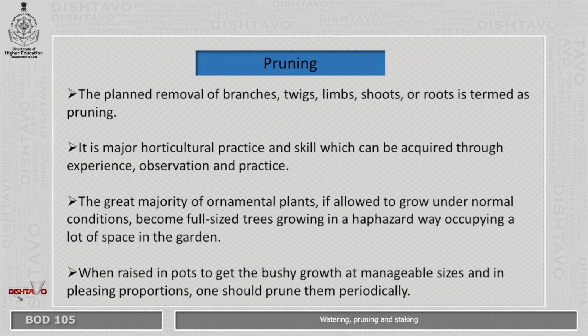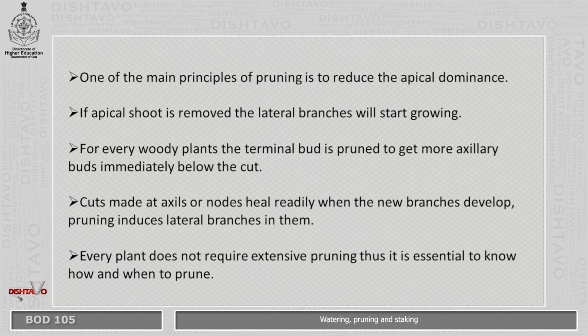When raised in pots to get bushy growth at manageable sizes and in pleasing proportions, one should prune them periodically. One of the main principles of pruning is to reduce the apical dominance. If the apical shoot is removed, the lateral branches will start growing.